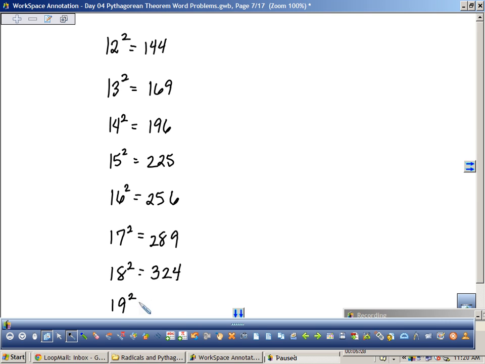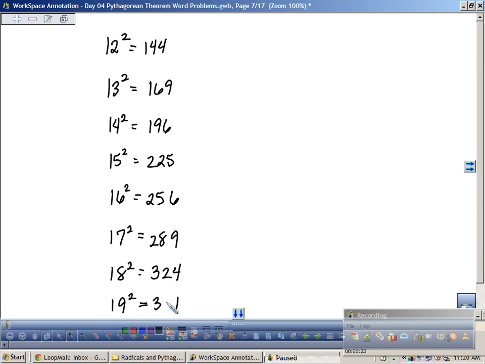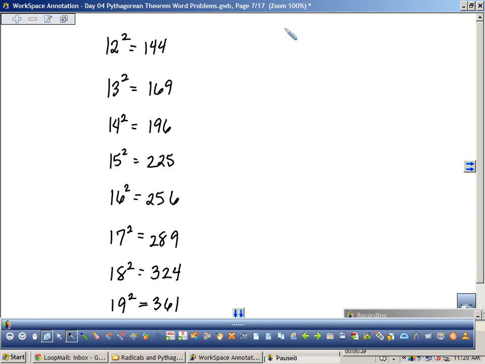19 squared. It's going to be a 3. 9 times 9 is, it's going to be higher than that, right? 361. That one's not very special.